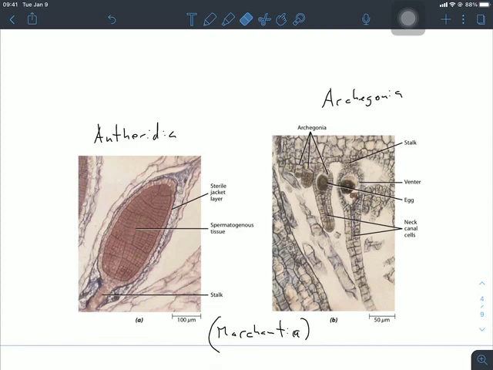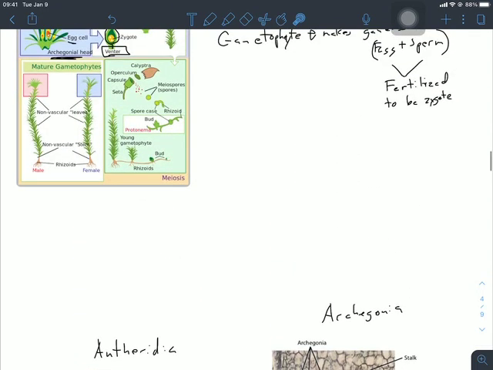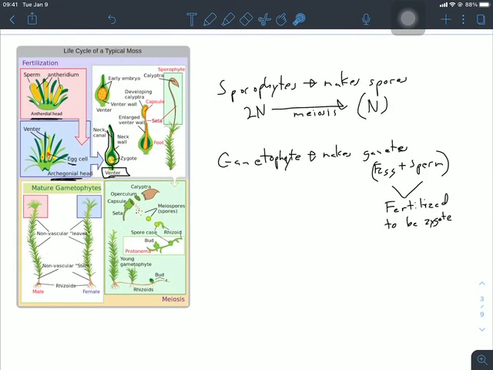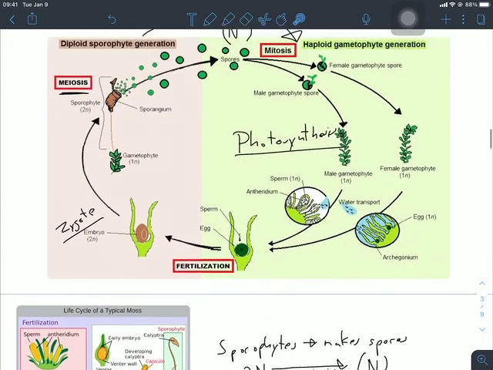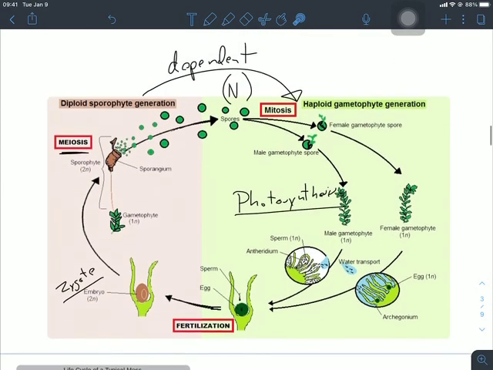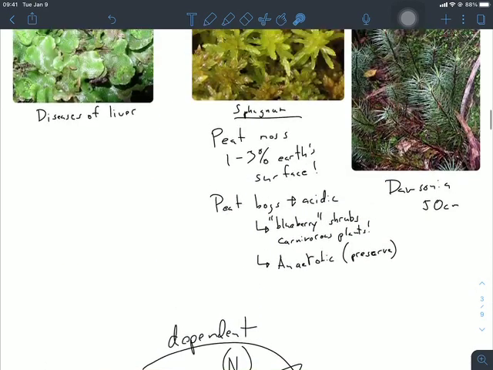So there we have it. A closer look at the reproductive structures, the Antheridia and Archegonia. More to come in lab. A detailed look at the typical life cycle of moss. I know it can be a lot, but I promise, draw it out a couple times, and it will make sense. A look at the overall trends in alternation of generations.